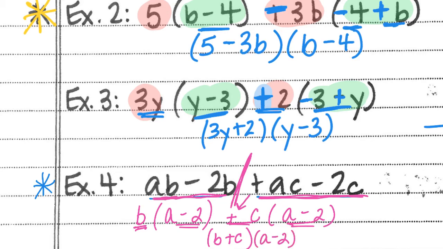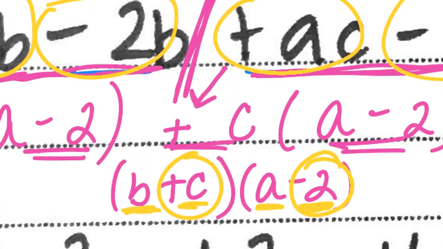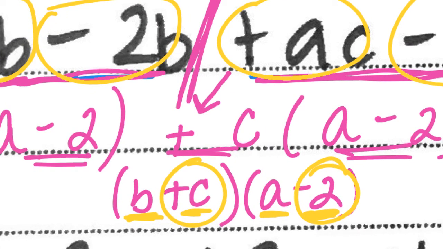Now, let's check it just because it's always a good thing to check. First terms: B times A is, hey, look, AB. Outer terms: -2 and B is, look, -2B. Inner terms: C times A is AC. And my last terms: -2 and C is -2C. So my answer is right here, B plus C times A minus 2.